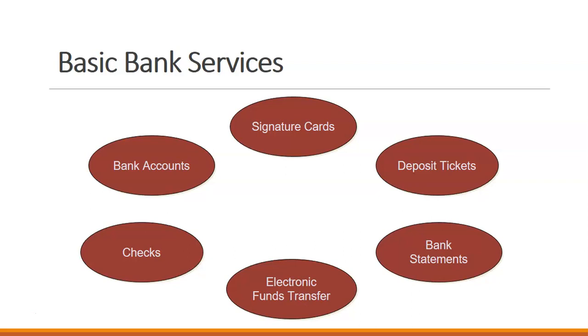So we have this variety of bank services. We deposit money at banks, we have bank accounts, we pay out of those bank accounts with checks, and we get a bank statement. We can also do electronic funds transfers to pay bills or pay suppliers, and usually we use electronic funds transfers for payroll payments. Signature cards are cards that are kept at the bank that show who has the rights to deposit money into accounts or take money out of accounts.